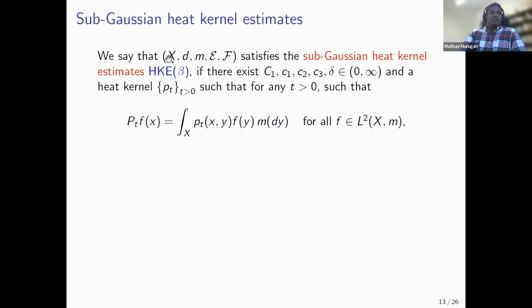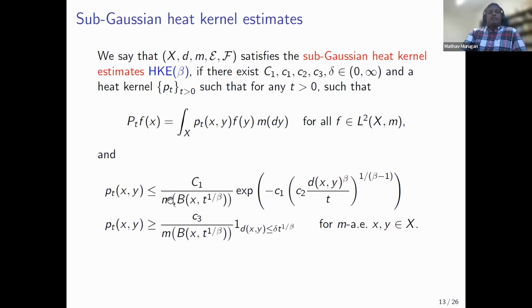So suppose we have this metric measure Dirichlet space. So we have a metric measure space with a Dirichlet form on L2(m). It satisfies the sub-Gaussian heat kernel estimate if there are some constants. First of all, it should have a heat kernel in the sense that the heat semigroup is given by an integral operator with respect to some kernel, which is known as the heat kernel. And this heat kernel should satisfy bounds from above and below.